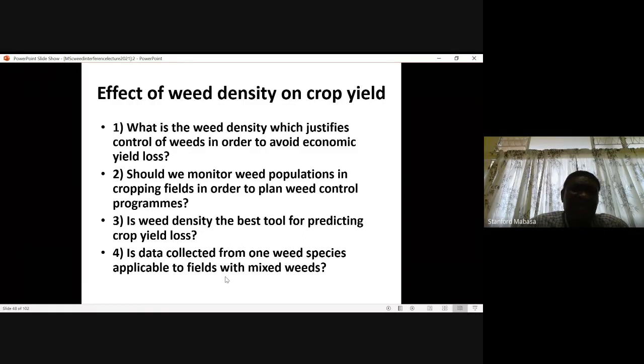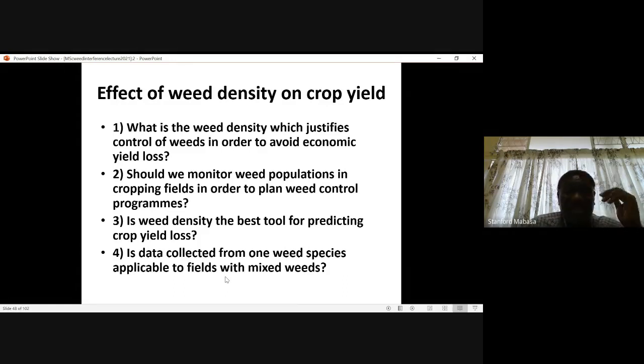The other question is that should we monitor weed populations in a cropping field in order to plan weed control programs? Probably there's a need to go into the fields, make an assessment, and come up with the number of weeds per square meter. Once we have that data, we decide whether to put a chemical or not.